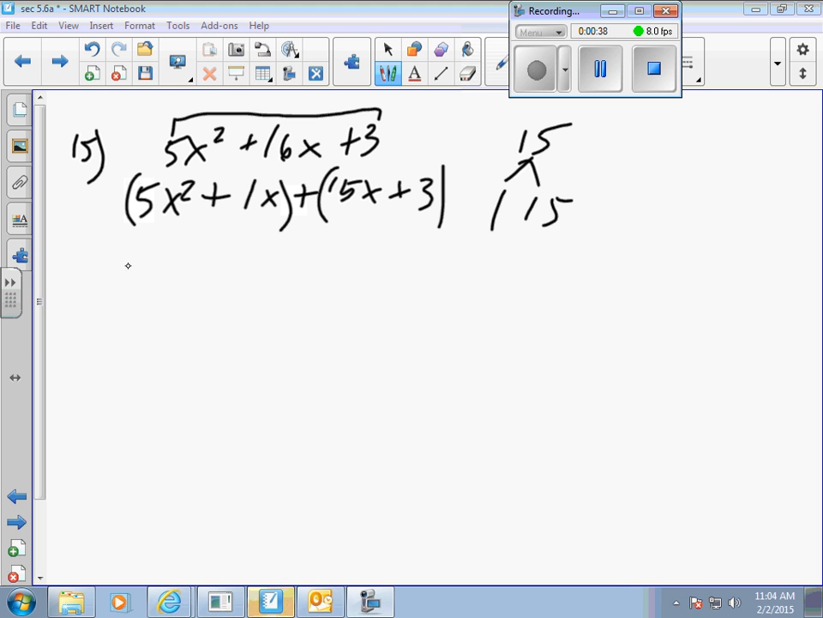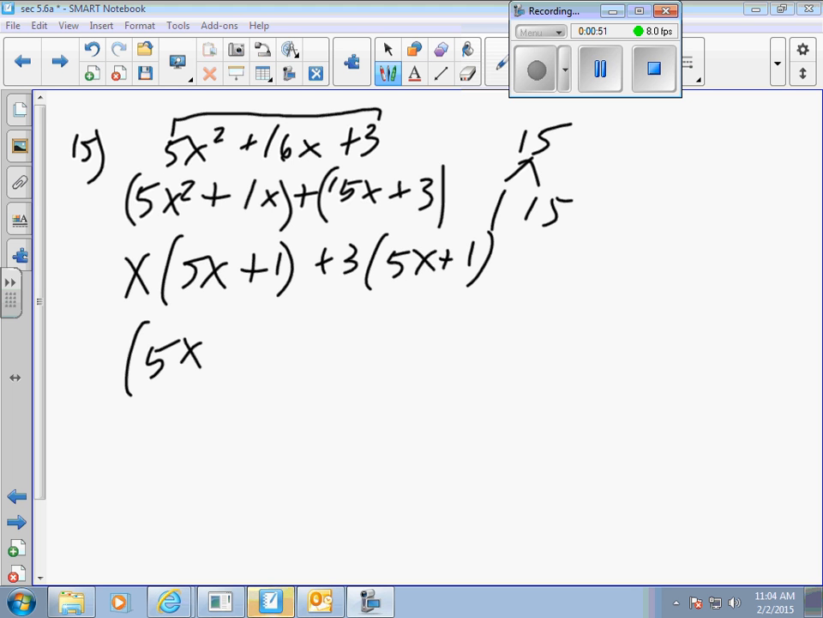Greatest common factor of my first group is x, leaving me with 5x plus 1. Greatest common factor of my second grouping is 3, leaving me with 5x plus 1. So we can regroup that as 5x plus 1 times x plus 3.